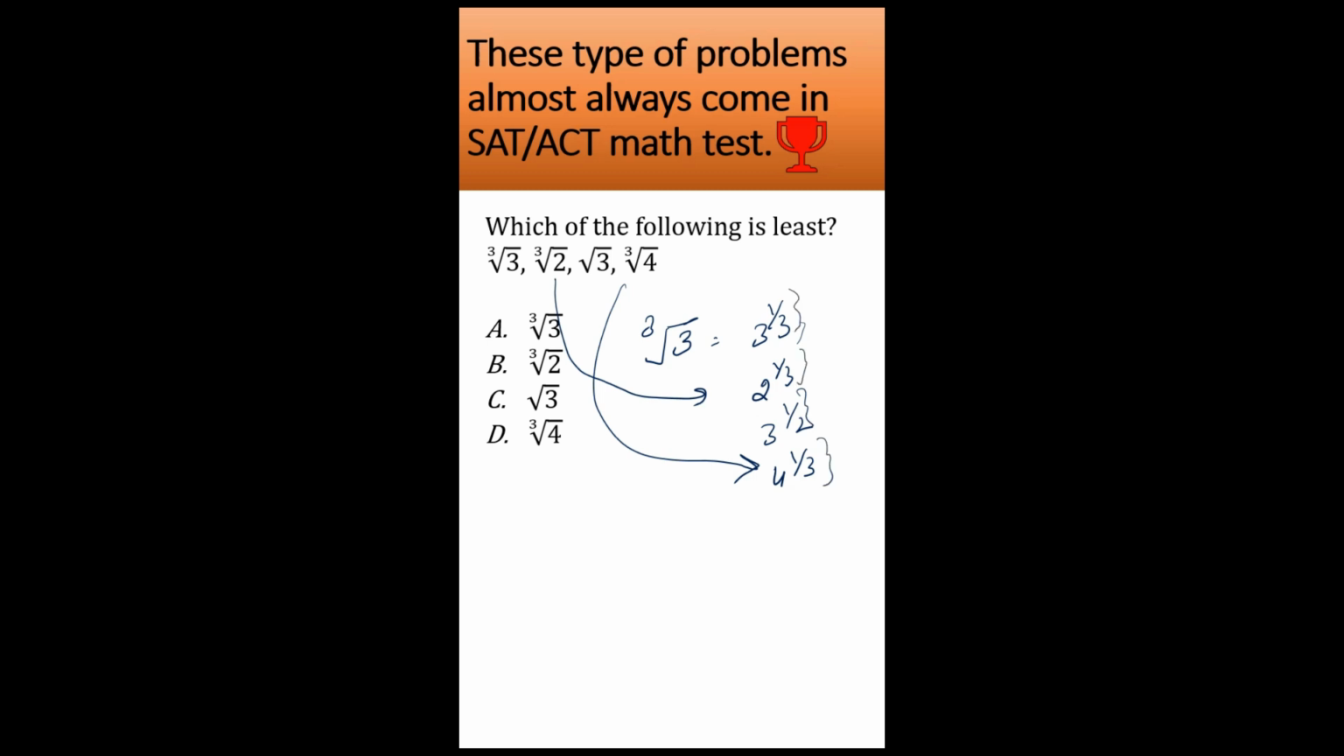So what we're going to do is multiply all these exponents by 6. Then the first term will be 3 raised to the power 2. The second will be 2 raised to the power 2. The third term will be 3 raised to the power 3. And the fourth one will be 4 raised to the power 2. Further you solve it and you have 9, 4, 27 and 16.